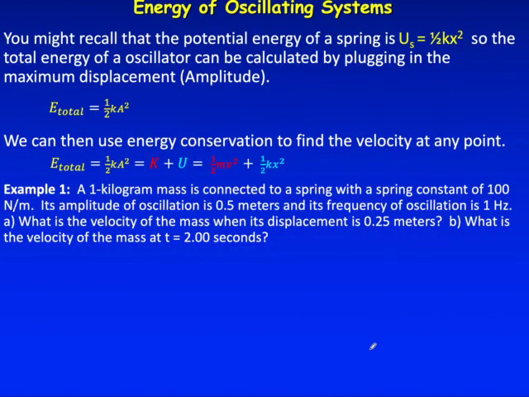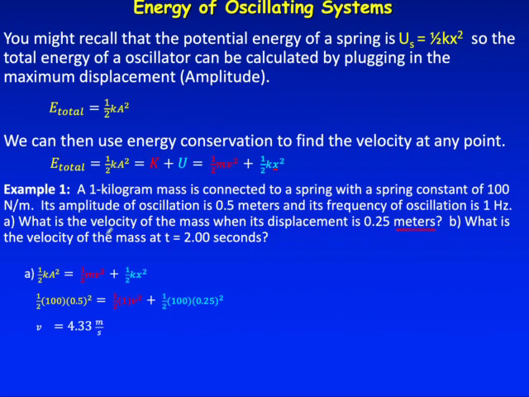Now, going back to the other idea, we can actually use this now to solve it. The total energy is just equal to 1/2 k A squared, and that's equal to the kinetic energy plus the potential. So take a look at this example problem. A 1 kilogram mass is connected to a spring with a spring constant of that. Its amplitude of oscillation is 0.5 meters, and its frequency is that. What's the velocity of the mass when its displacement is this? So not all the way to the outside edge. This is dealing with a distance, which is exactly what I have up here.